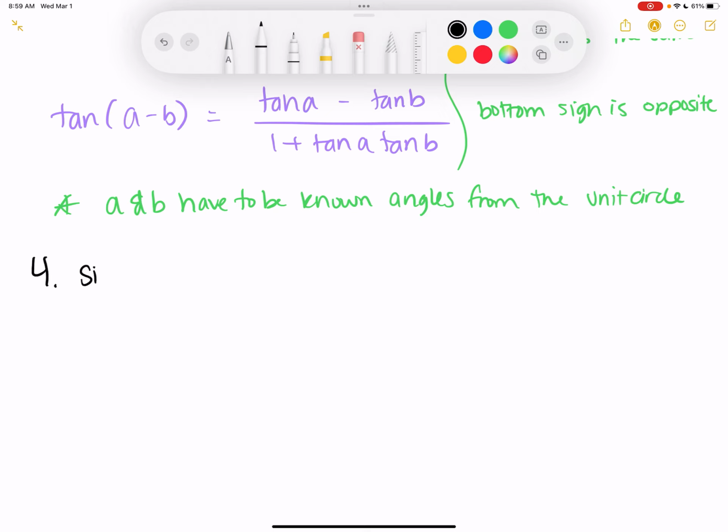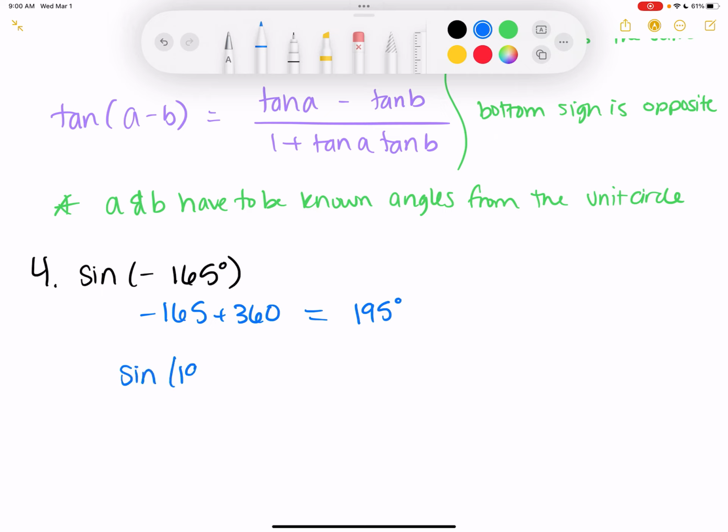So, sine of negative 165 degrees. I need to use an angle that is coterminal with that angle because it's negative. So how would I find a positive angle? Add 360. So negative 165 plus 360 is going to be 195. So I'm going to now treat this as the sine of 195 degrees.